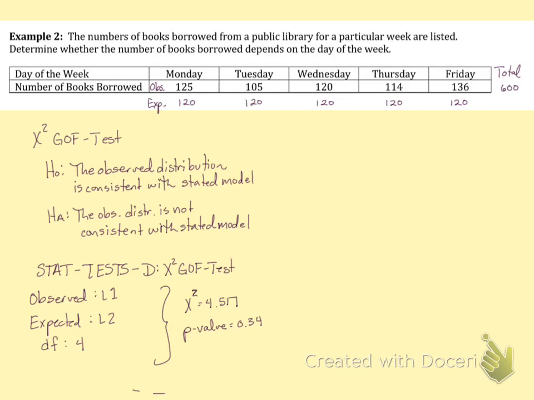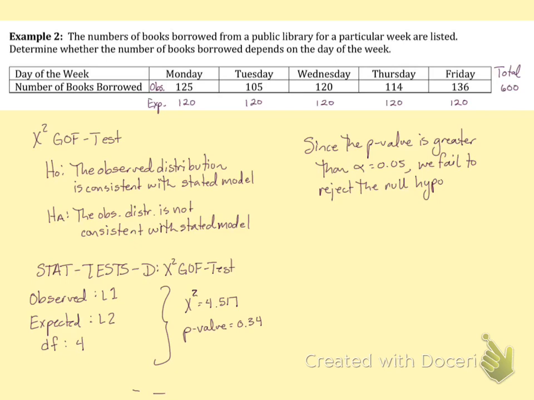So we're going to go through the same thing here. We're going to say since the p-value is greater than alpha equal to 0.05, it's not stated in the problem, so we'll use 0.05, we fail to reject the null hypothesis, and conclude that there's not enough evidence to suggest that the number of books is dependent on the day of the week.